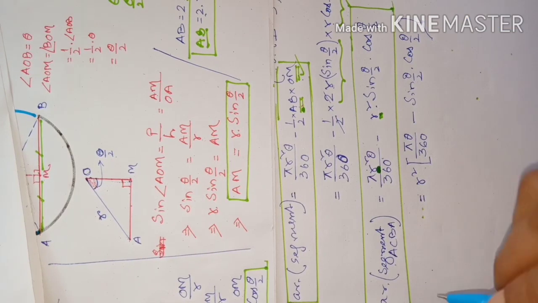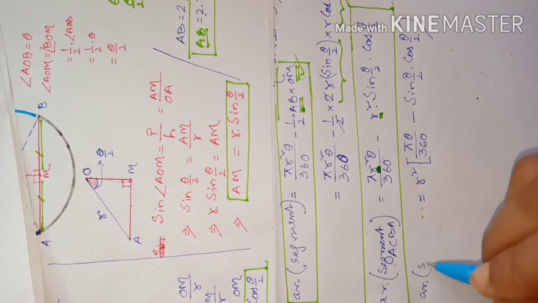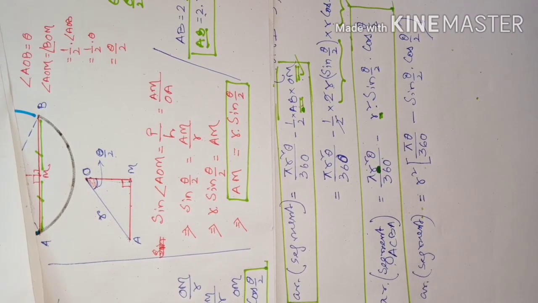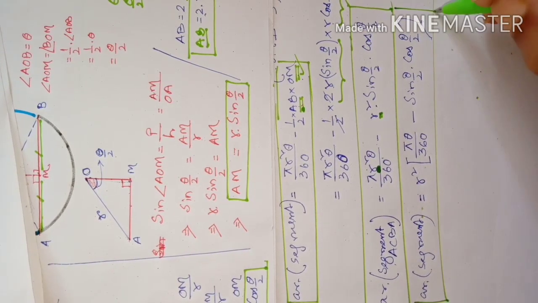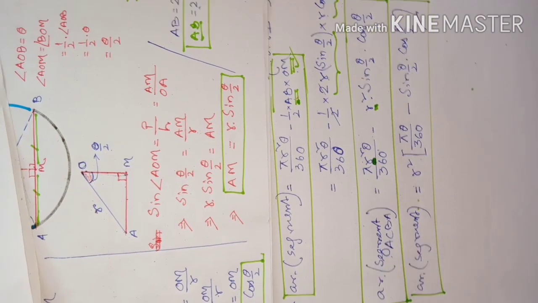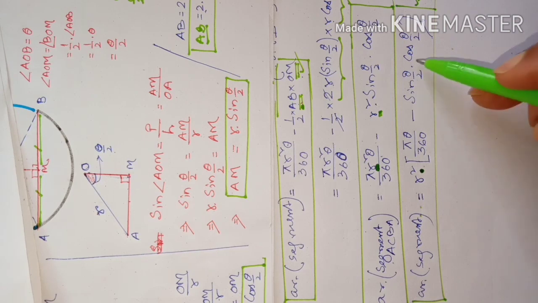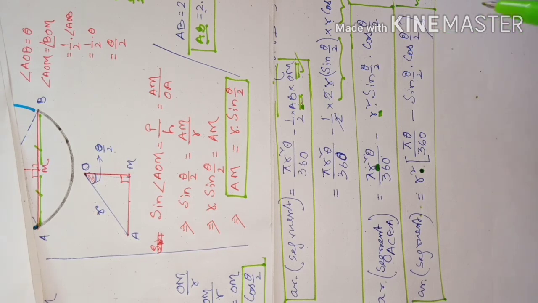This is the area of segment. Let us say this is the area of segment. So next time you can use this as a formula whenever we need area of segment. So dear students, remember this: r square times pi theta by 360 minus sin theta by 2 into cos theta by 2. This is the area formula of segment.